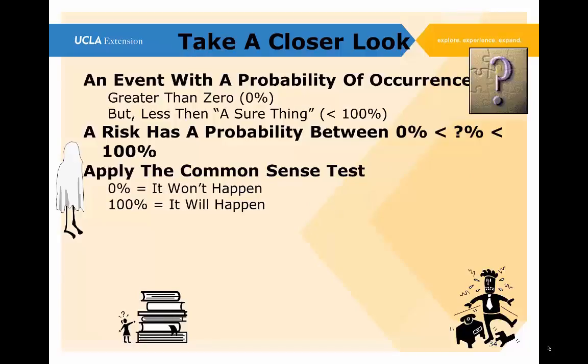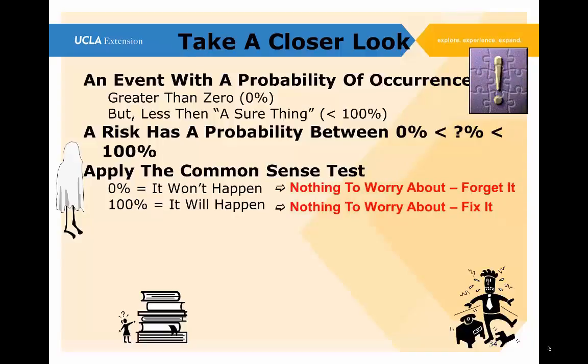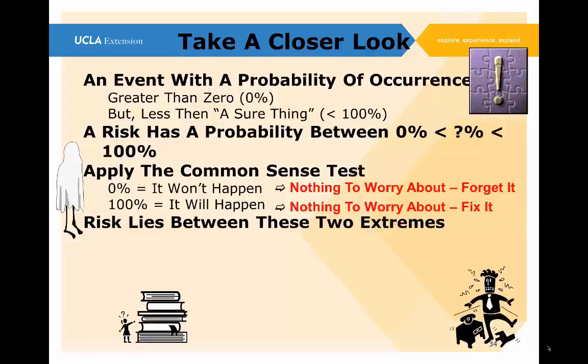Applying the common sense test, if it is 0%, it's not a risk, it won't happen. If it's 100%, it will happen. So in either case, we have nothing to worry about. We either forget it if it's 0, and if it's 100%, then we fix it. We have to figure out what we're going to do about it, because it's there. It's going to happen. There's no question about that. So the risk that we want to take care of in our risk mitigation and risk management plans lies between these two extremes.